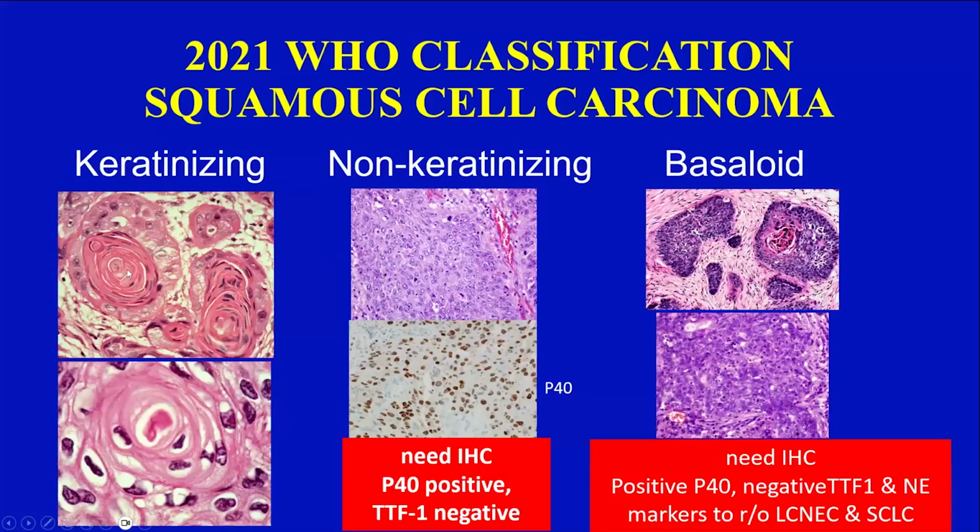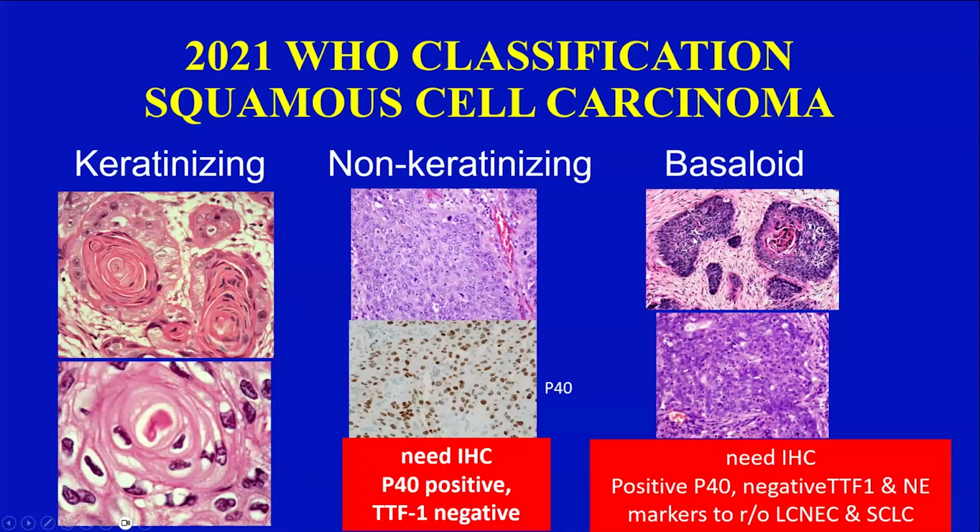So here is florid keratinization, where you see nice squamous pearls. And if you look closely and if you have a nice high power magnification, you can see the intracellular bridges. One thing we've learned with the introduction of immunohistochemistry is that it's really required now if you have a non-keratinizing tumor to do immunohistochemistry. You need to see a positive P40 and like to see a negative TTF1.